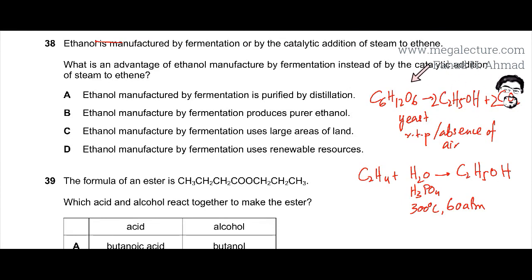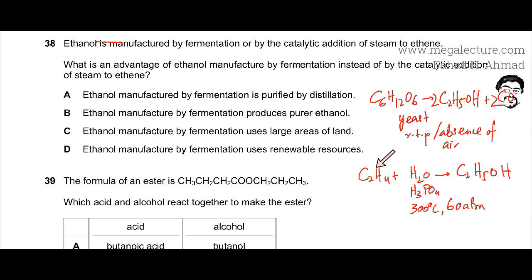The first one is from glucose fermentation. You use the yeast. It's a slow process, but it happens at room temperature. No special conditions are required except for the absence of air. But it also has a very low yield, because as soon as ethanol is produced, the yeast gets killed by the ethanol, and the reaction stops. So a very small quantity of ethanol is produced in this way.